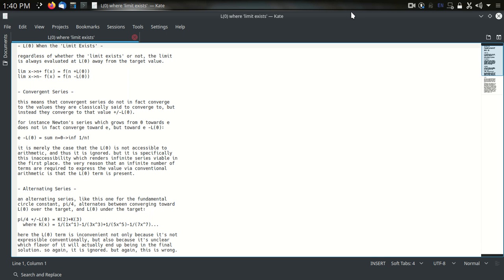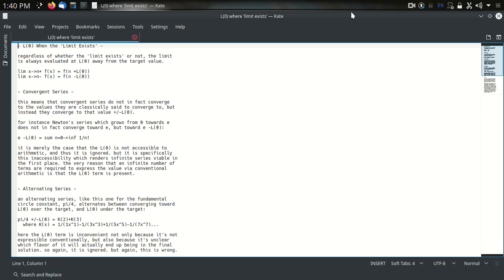1 over L naught is infinity. 1 over negative L naught is negative infinity. 1 over 0 is undefined. This is why you need to take a limit here. But if you go one step further, so 2 times L naught, that's now finite by definition.